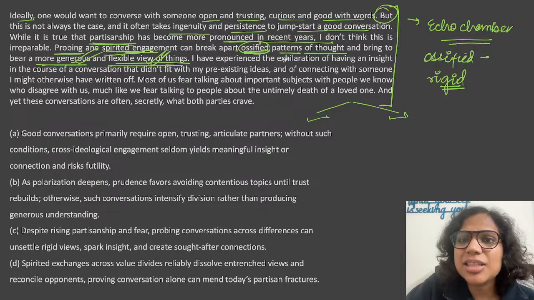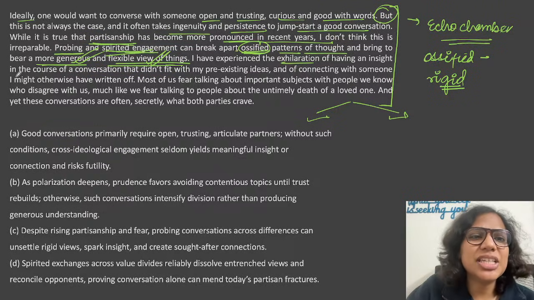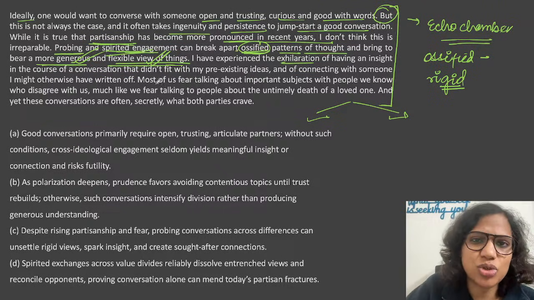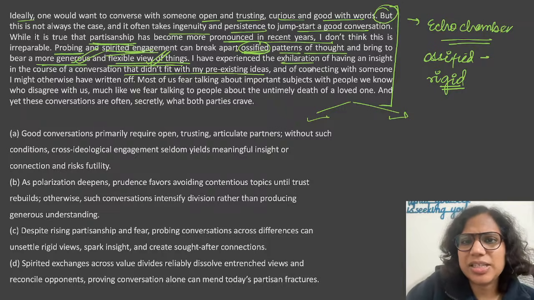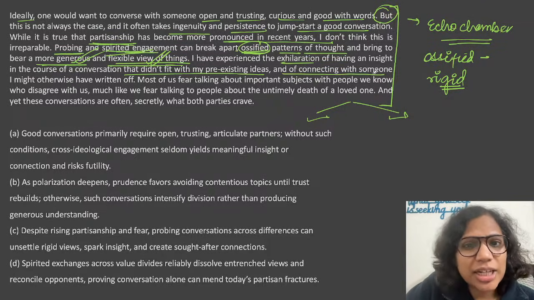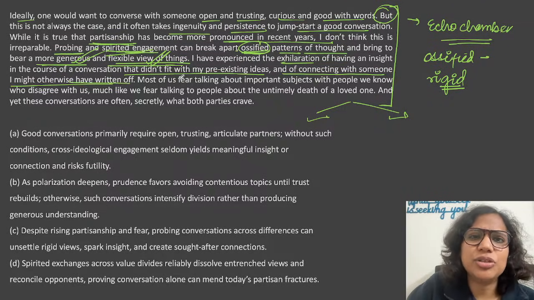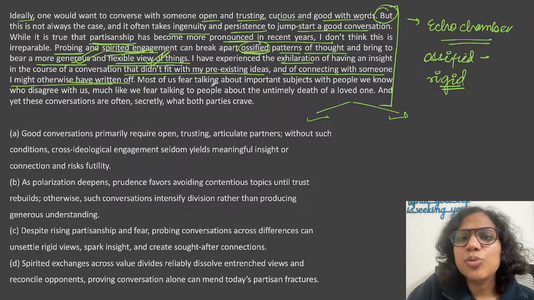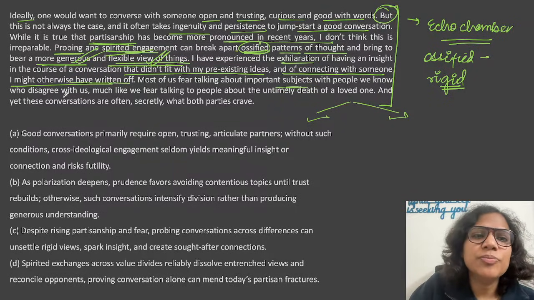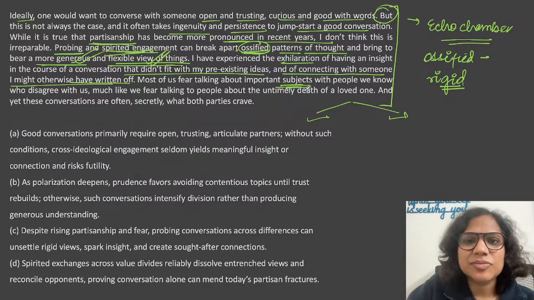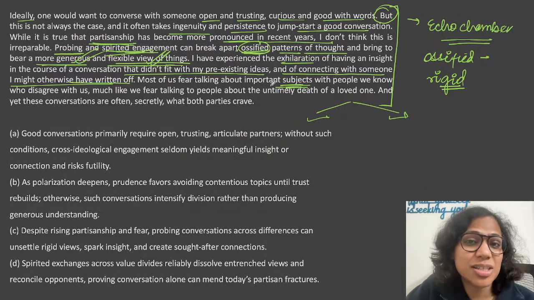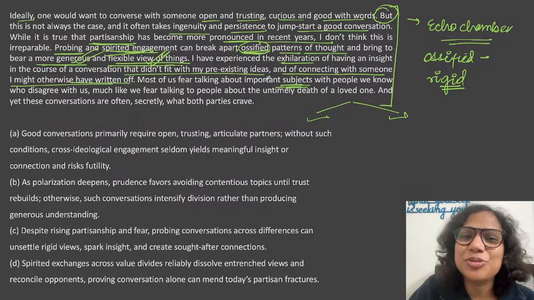I have experienced the exhilaration of having an insight in the course of a conversation that did not fit with my pre-existing ideas, and of connecting with someone I might otherwise have written off, right? Most of us fear talking about important subjects with people we know who disagree with us. This happens, right? That even for instance in my family WhatsApp group I say we will not discuss politics because we all have very different views.